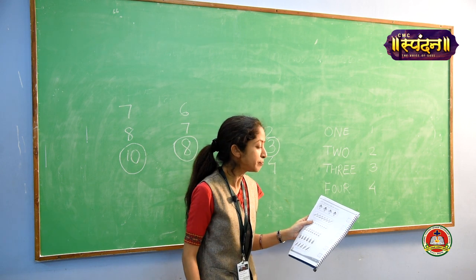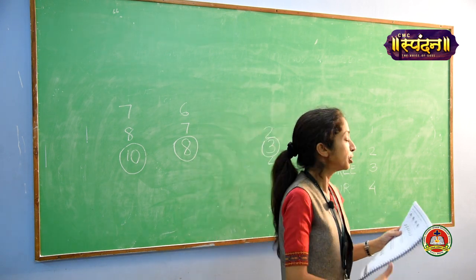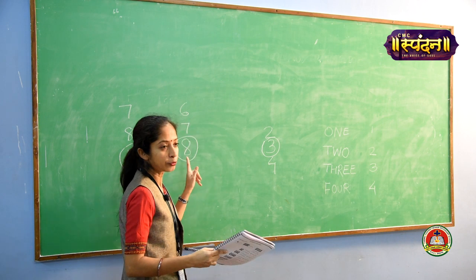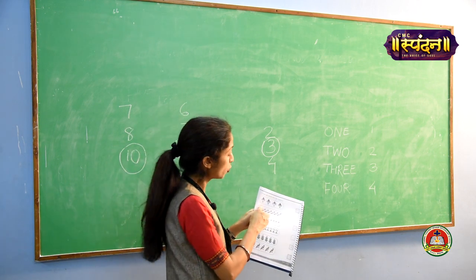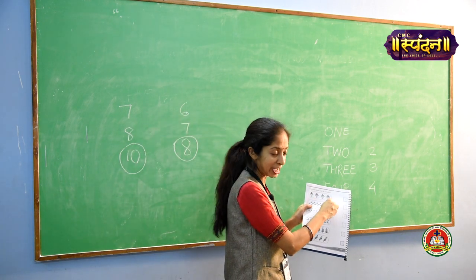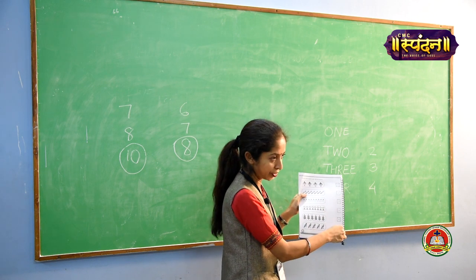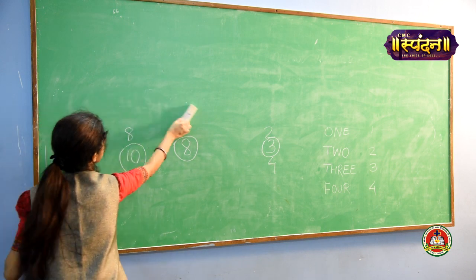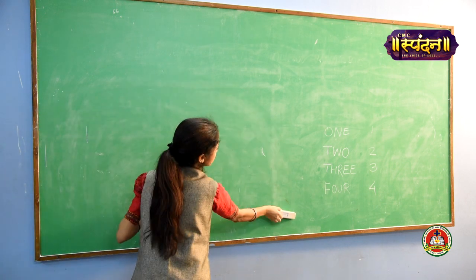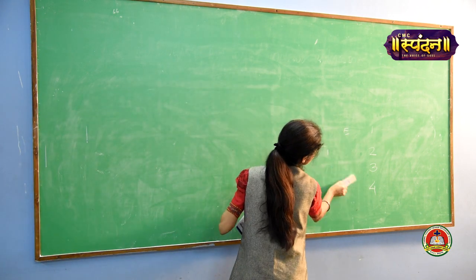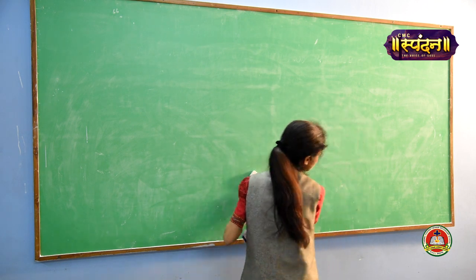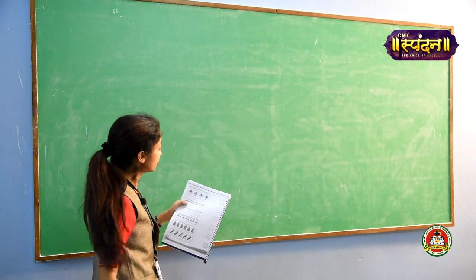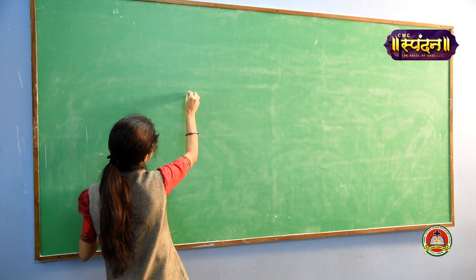Now coming to the next page. Here it is count and match with the numbers. Before, we counted and put a circle. Now here we are going to match the number of kites with the number given over here. So first, there are 4 kites you can see.